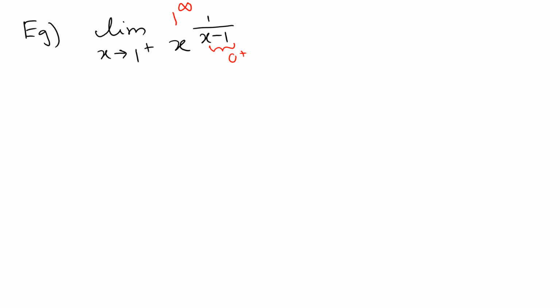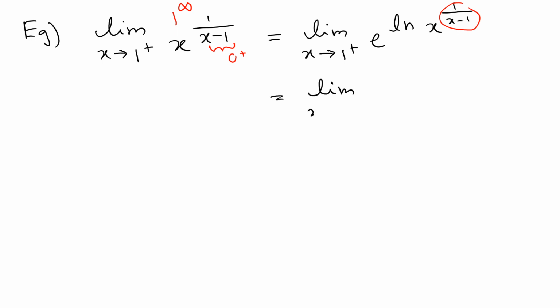According to this new method, we rewrite it. I'm going to add all these steps here just to make sure you understand what's going on. So it is a limit of e to the ln of the same expression, x to the power 1 over x minus 1. And then this is the power term that's going to come out using the power rule. So it's the same limit, and we are going to find the limit.